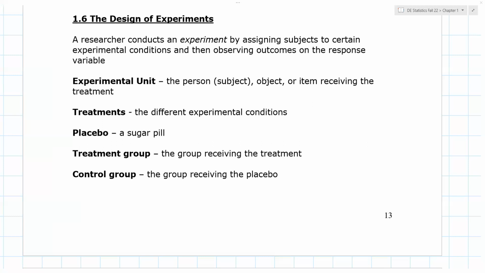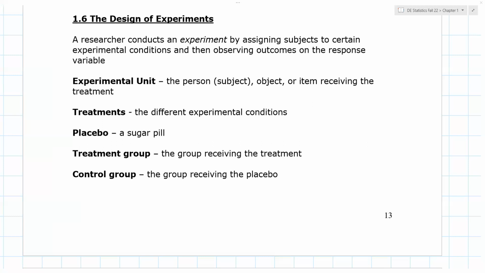Next, we have the word treatments or the concept of treatments. That is the different experimental conditions. So if we're testing the effectiveness of aspirin, maybe the different treatments are 10 milligrams of aspirin, 15 milligrams of aspirin, and 20 milligrams of aspirin. So we would have 3 different treatments because each of those different amounts is a different treatment group, and we would separate those groups, and each group would get a different treatment.